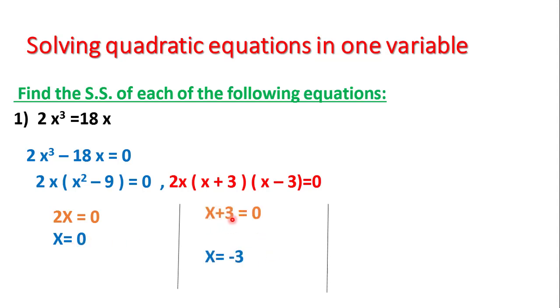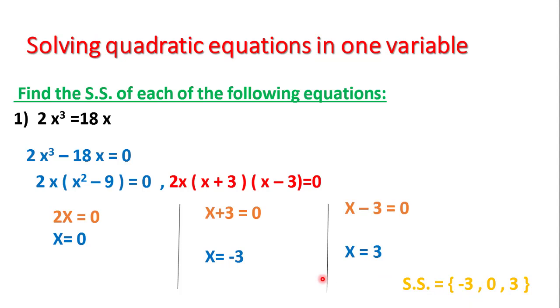If x plus 3 equals 0, it means that x equals negative 3. I'll move positive 3 to the right hand side with a different sign. If x minus 3 equals 0, it means that x equals 3. Now we have 3 solutions: 0, negative 3, and 3. So the solution set is negative 3, 0, and 3.